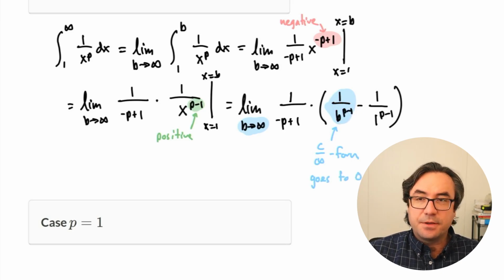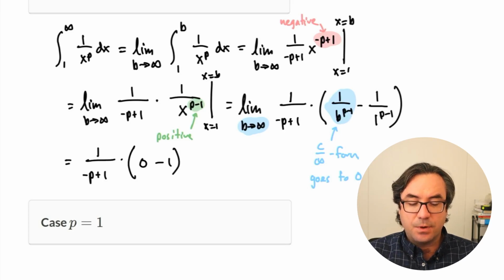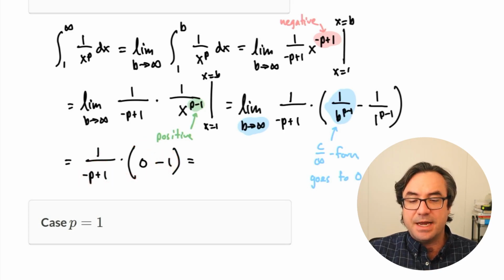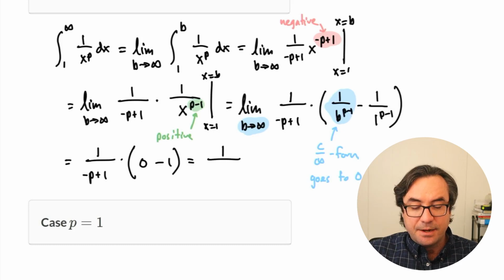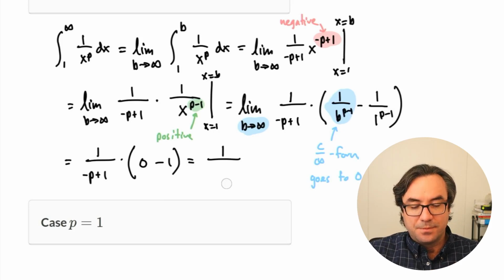So when we actually calculate the limit, we end up with 1 over negative p plus 1 times 0 minus 1. And if we simplify, we can take this negative. We can either put it into the numerator here, or I can take this negative 1 and multiply it into the denominator. And if I do it that way, I end up with 1 over p minus 1. There we go. So I'm just distributing the negative 1 into that denominator.